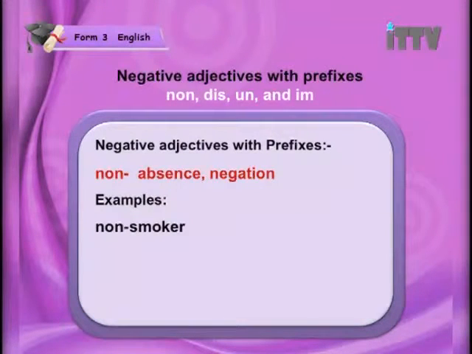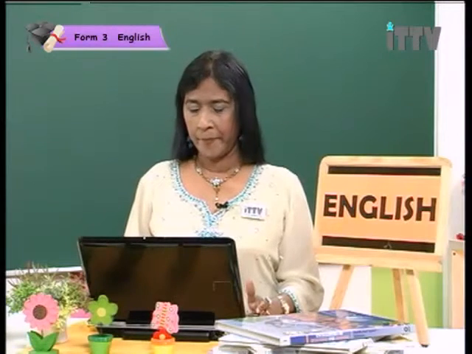Next, we are going on to the prefix non, which indicates absence or negation. Examples, non-smoker. Now, a person who smokes is called a smoker. So if he is not a smoker, you say non-smoker.